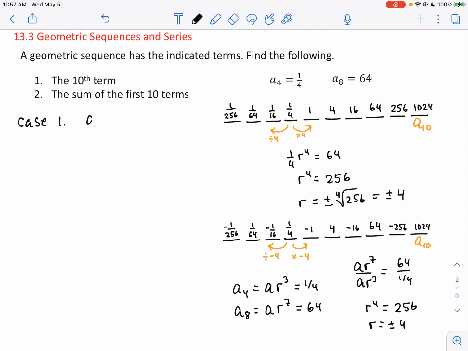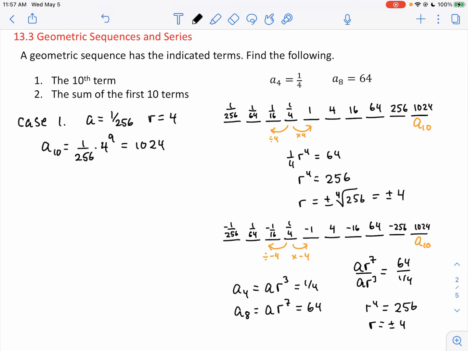Case 1 is that the first term is 1 over 256, and the ratio is positive 4. And in such a case, we know that the 10th term, and we could use the formula now, but we don't need to since we already found it. But it would be, let me go ahead and write this down, a, 1/256, times r, which is 4 to the 9th power. And when you calculate this, you should get the 1024.